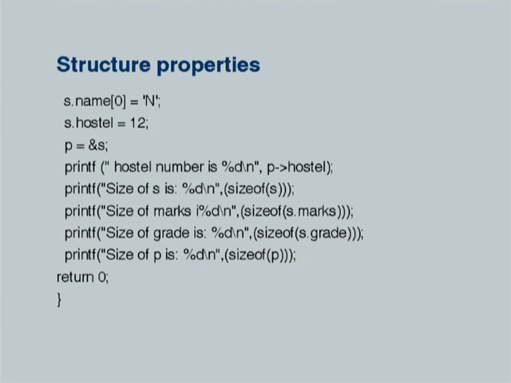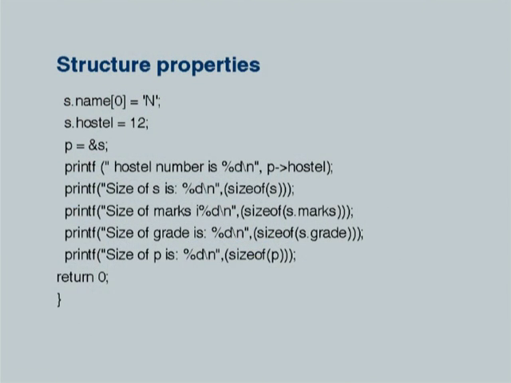This is exactly like any other pointer assignment where the address of S is calculated by AND S and is assigned to P. Once I assign this address to P, just as I can say S dot name, S dot hostel, I can also refer to these by using the pointer P. However, the way you refer to the elements of a structure using a pointer is different. That is illustrated in this printf statement where we say hostel number is %d and then the reference is made like this, P minus greater than sign hostel. So this symbol is actually a membership symbol when the left hand side is a pointer. Note that I would have equivalently said S dot hostel, it would mean the same thing.